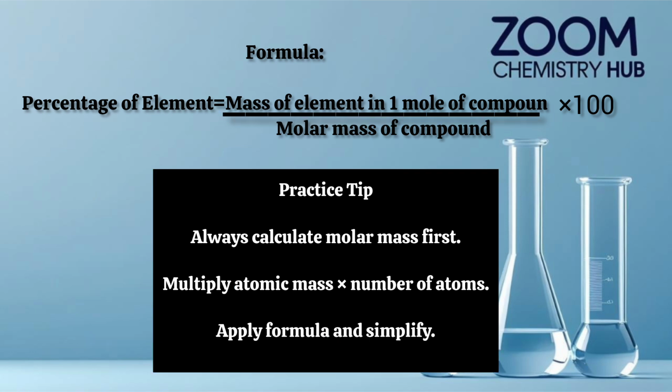So the practice tip is that always begin by calculating the molar mass of the compound. First we calculate the molar mass of the compound, then use the mass of each element and multiply it by how many times it appears in the formula. Finally we apply the formula to get the percentage of that element in the compound.